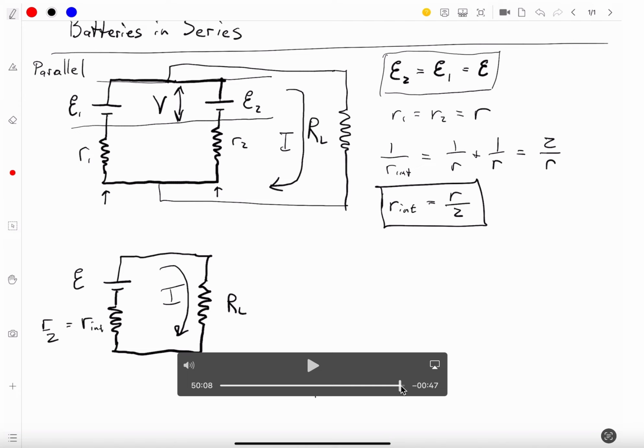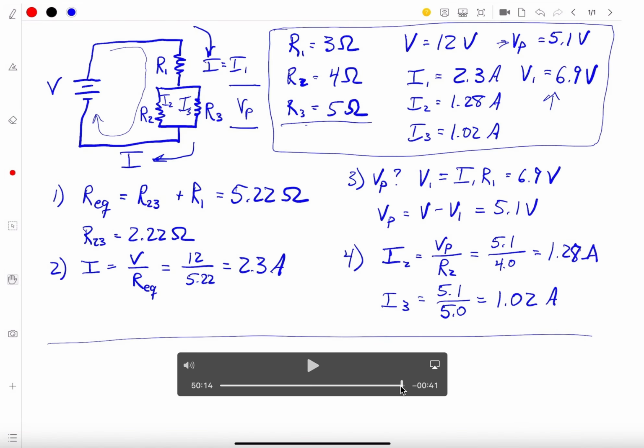And I've drawn an equivalent circuit in the lower left here. We've got our EMF. We've got our internal resistance that is now no longer R. It's R over 2. We still have our load. And so all I've done is take the batteries that are in parallel and draw them as their equivalent battery. Okay? And in the end, it just ends up being the electromotive force over R load plus the internal resistance of R over 2.